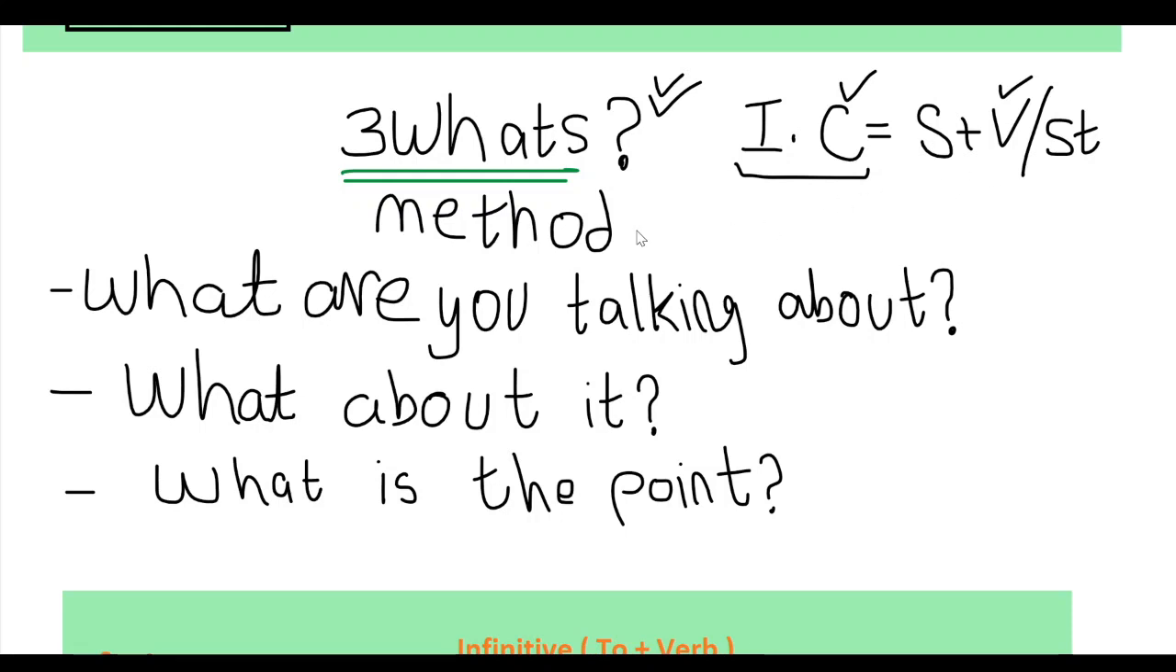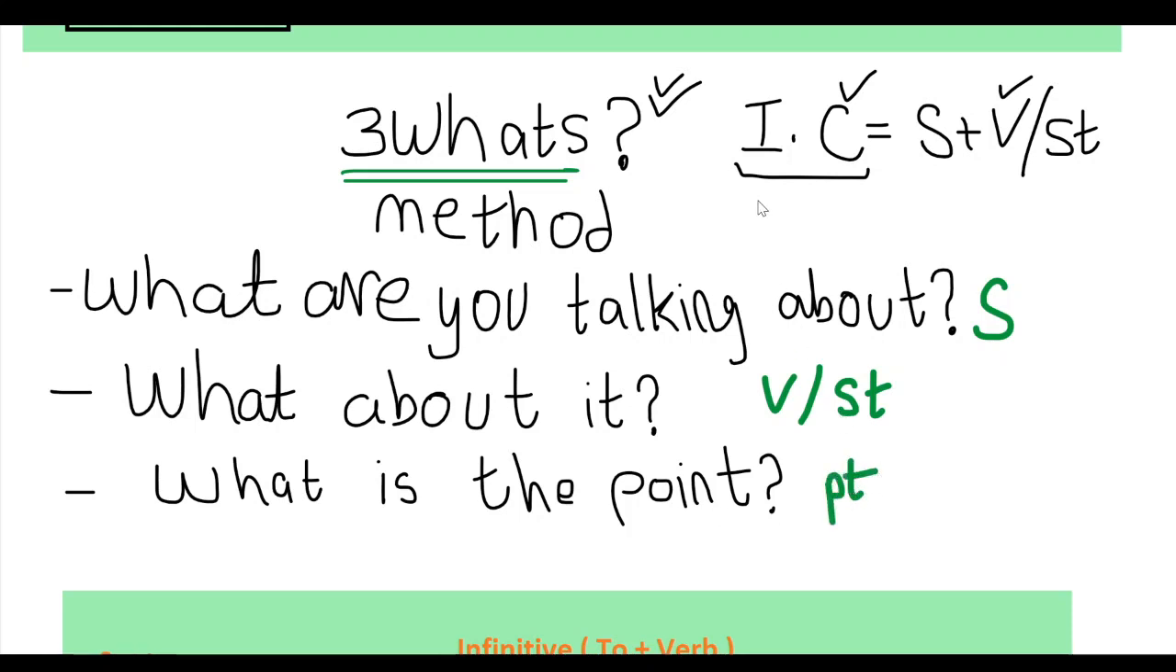So I thought, hey man, I really need to dive deeper into this method and describe my thought process overall. Just a quick overview of the three what's method. The first what is what are you talking about, and this is mostly the subject of consideration. The second what is, hey, what about it, what specifics are you trying to tell me about the subject. That is mostly a verb, sometimes a static state, which is mostly an adjective or something to this effect. And finally, it has a point to it.